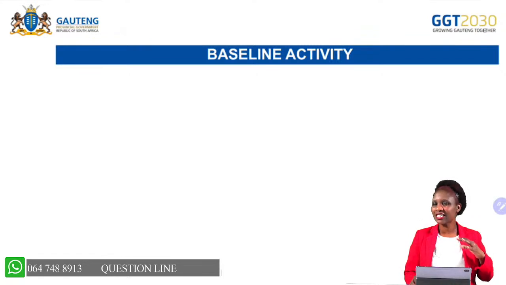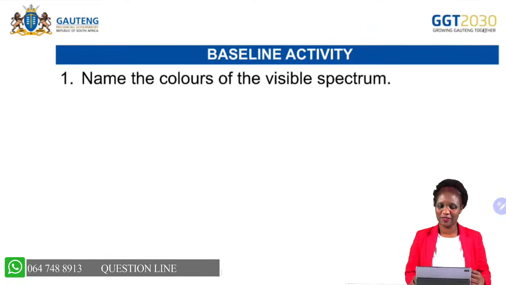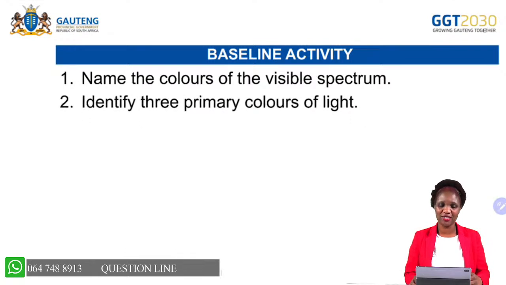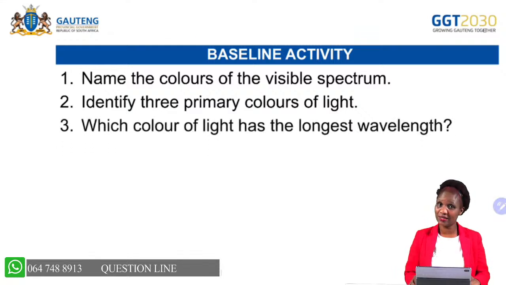Let's just refresh our minds. Let's write a baseline activity. I've got question 1 here. It says, name the colors of the visible spectrum. Question number 2 says, identify 3 primary colors of light. And the third one is, which color of light has the longest wavelength? I'll give you 2 minutes to answer the questions.